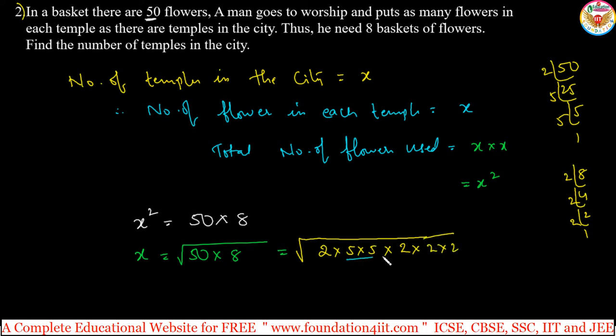Okay, this 5, 2 and these two together also is one pair. So therefore every two pair, one you can take. Instead of this 2 and 2, 1 2. Instead of 5 into 5, 1 5. Instead of 2 into 2 is 1 2. 5 2s are 10, 10 2s are 20. So the number of temples in the city is 20.